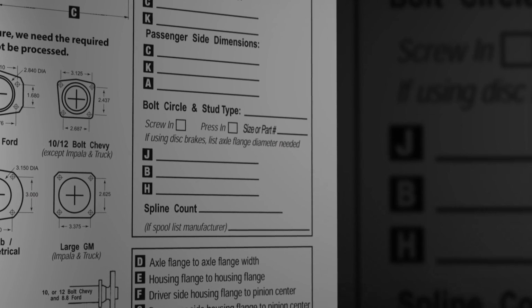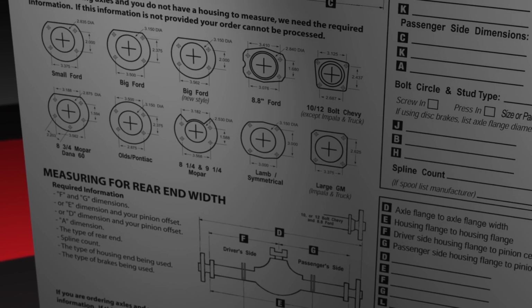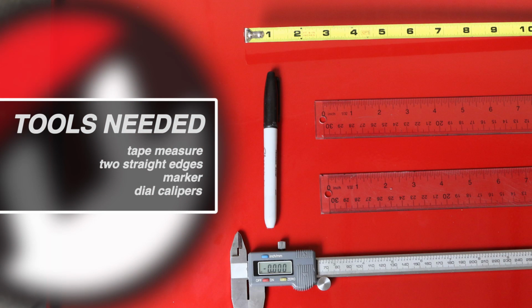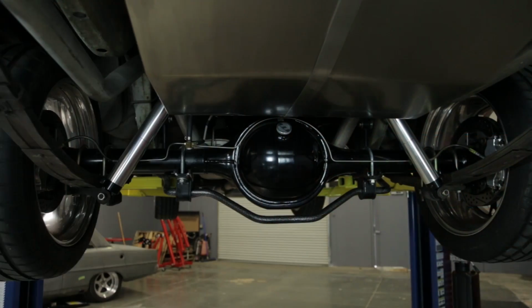We'll take you through the process of filling out the Moser order form step by step. This document will record all the critical measurements for your axle shaft order. Before you begin, you'll need to get a tape measure, a straight edge, a marker, and a pair of dial calipers in order to measure your existing axle and housing. Once you have your equipment, you're ready to get started.